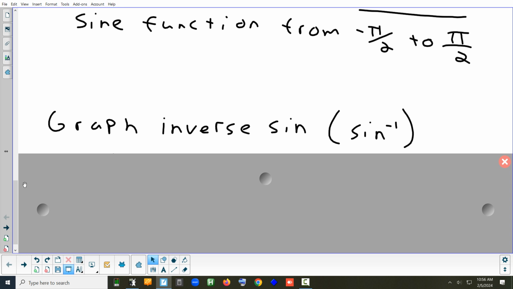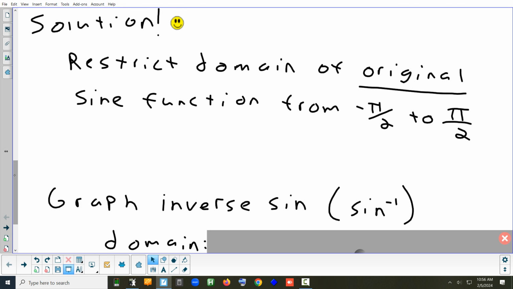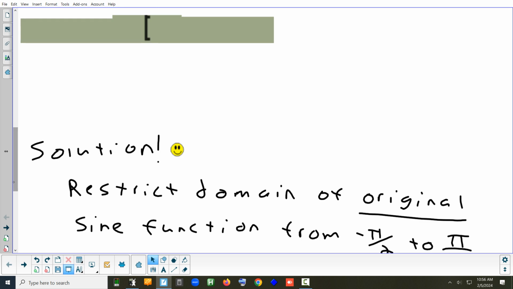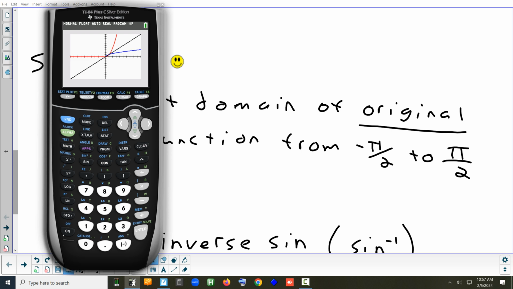Okay, so let me graph inverse sine on the calculator. And let's see if we can figure out what the domain and the range is for inverse sine. This is a graph I've never shown you, what inverse sine looks like. But it's going to have something to do with this negative pi over 2 to pi over 2. All right, let's type it in. So clear everything else out. We're going to put in inverse sine x.